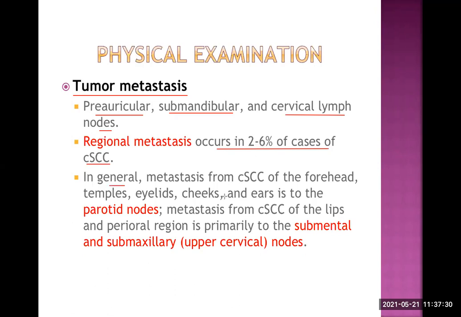In general, metastasis from cutaneous squamous cell carcinoma of the forehead, temple area, eyelid, cheek, and ear is to the parotid group of nodes. And metastasis from the lips and perioral region is primarily to the submental and submaxillary or upper deep cervical group of lymph nodes. You don't need to remember it in this much detail. What you should know is to palpate all the cervical group of lymph nodes. And I have discussed that before with you.